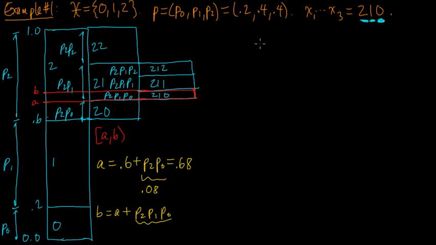Let's see. 4 times 8 is 32. Move the decimal place 3 places. This is 0.032. So we get that b is 0.68 plus 0.032, which is 0.712. All right, so we got our interval. We have computed the first conceptual part of the process: we got our interval from a to b, and it is 0.68 up to 0.712. So let's put a nice box around that.